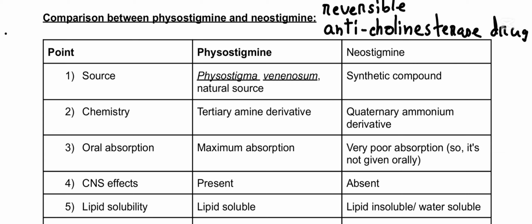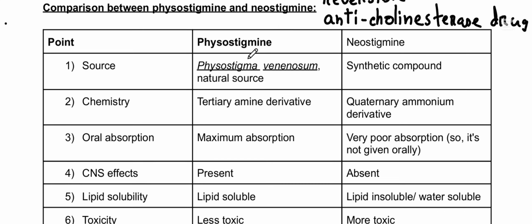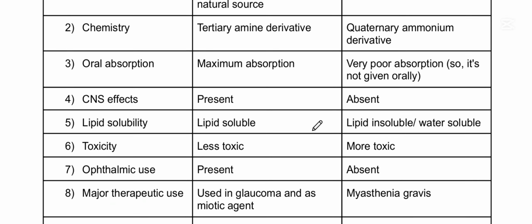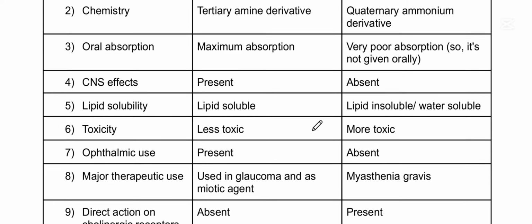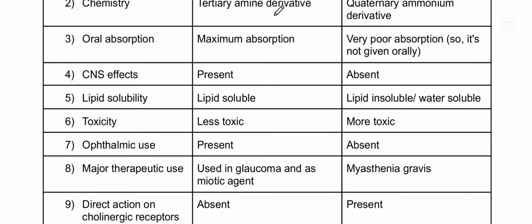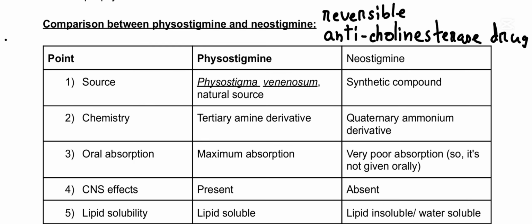In today's video, we are going to discuss the comparison between physostigmine and neostigmine. Though we know that both of these drugs are the same class of drug, like they are reversible anticholinesterase drugs, there are different types of differences between them. So we are going to discuss this. But before diving into the discussion, let's have a look at the comparison at a glance. So now let's start the discussion.